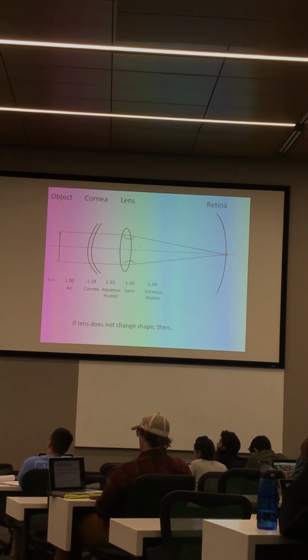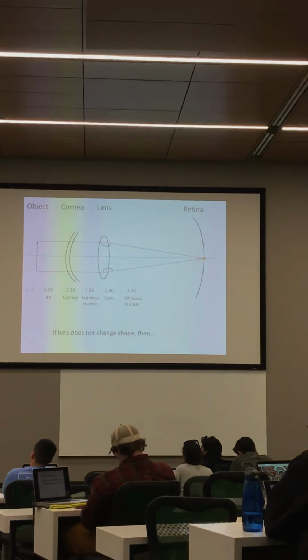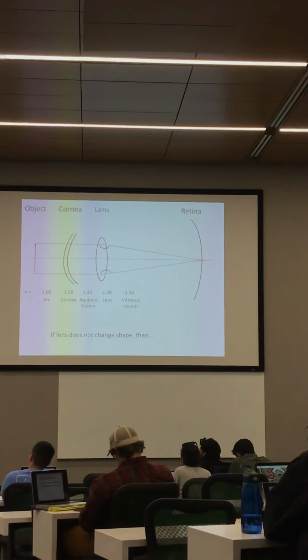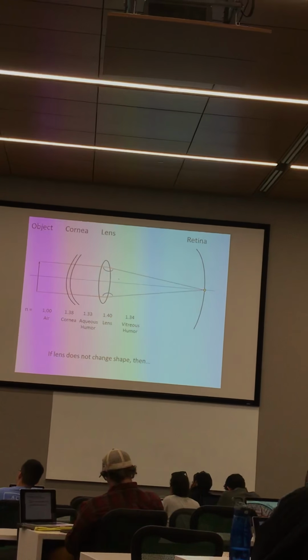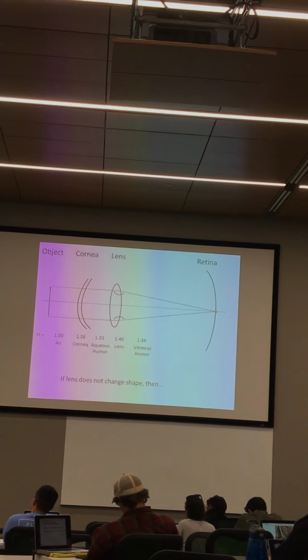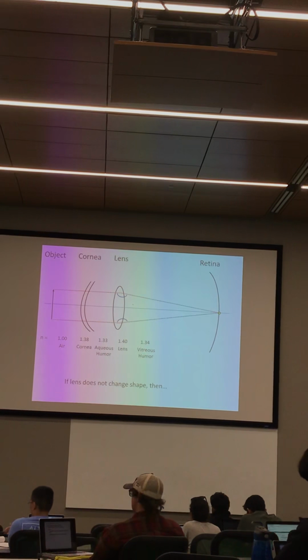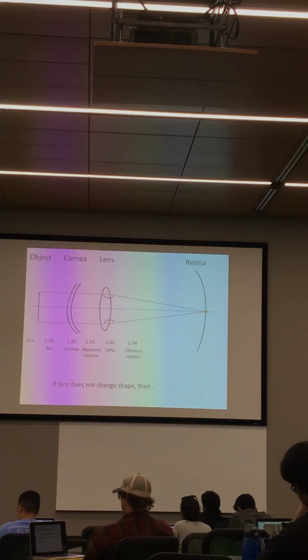If we put all these together, if we are able to add them algebraically, of course, we're not going to go into the algebraic equation or anything. If we can add it, then we're going to have a total in the eye of 59 diopters. Diopters is a measurement of the inverse of the focal length in meters.